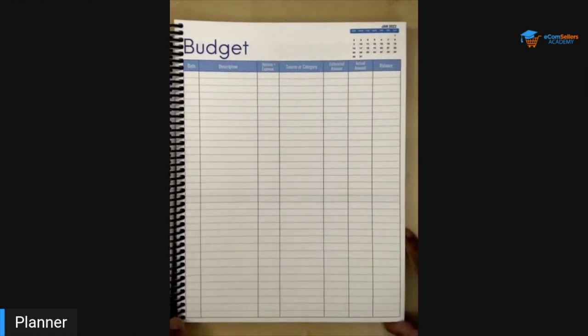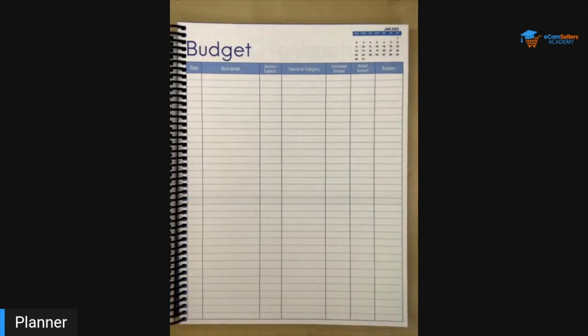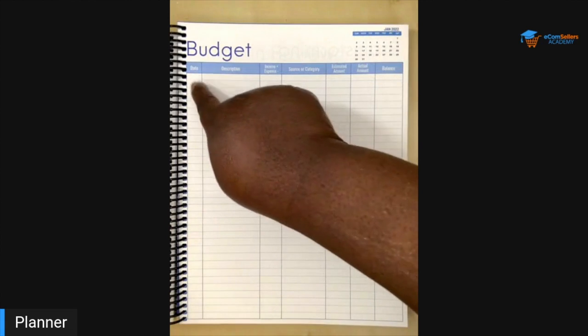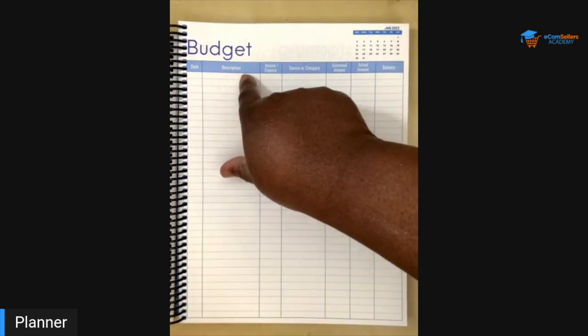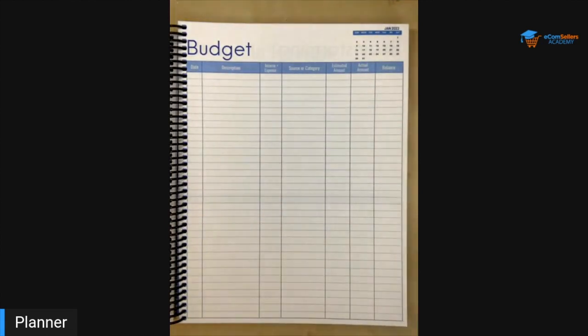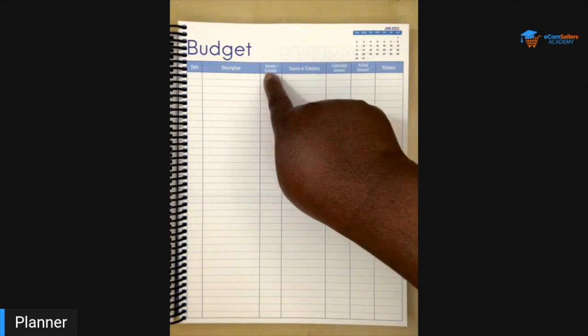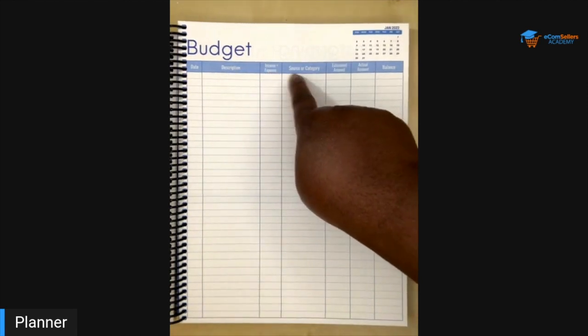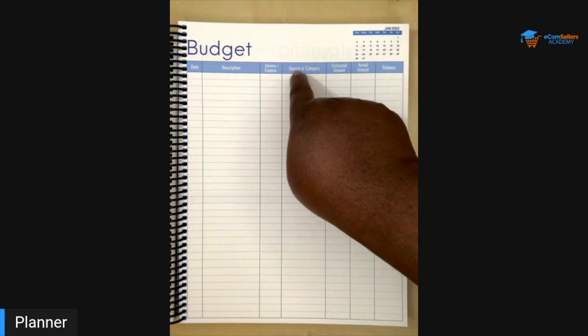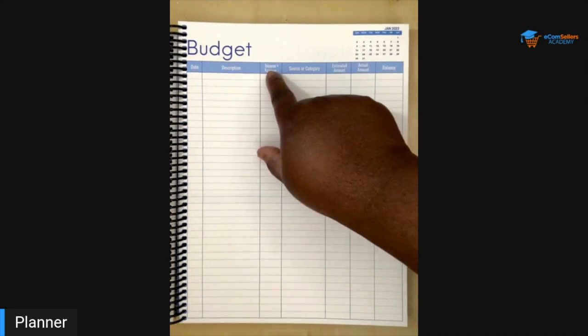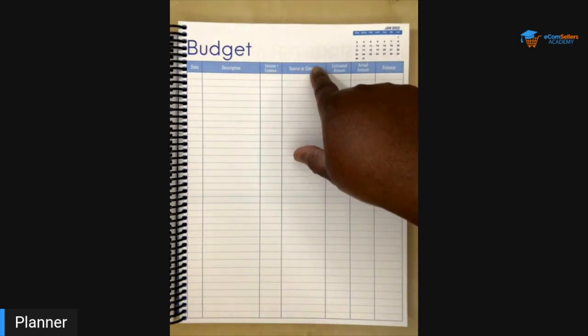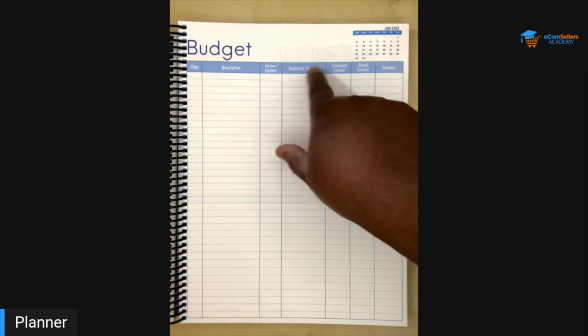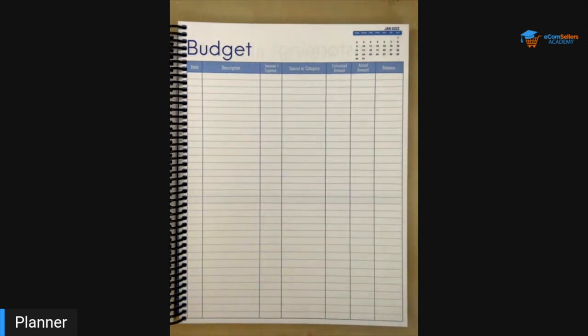So in the budget section, again, you can establish a budget and you can do projections. So you've got a place where you write down the date, the description for this, whatever the transaction is. Is this an income transaction? If so, where's the income source? So you can write the source here. So the income and source go together. If it's an expense, what category does it go in? So the expense and category go together.